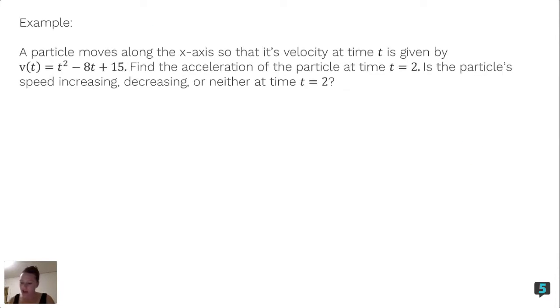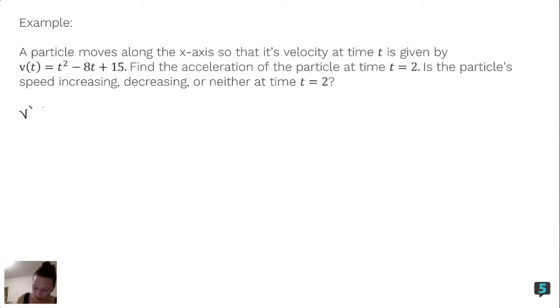Last problem. This says that a particle moves along the x-axis so that its velocity at time t is given by v of t equals t squared minus 8t plus 15. Find the acceleration of the particle at time t equals 2. And is the particle speed increasing, decreasing, or neither at time t equals 2? So two-parter. First, we've got to find our acceleration, and then we've got to decide if its speed's increasing, decreasing, or neither.